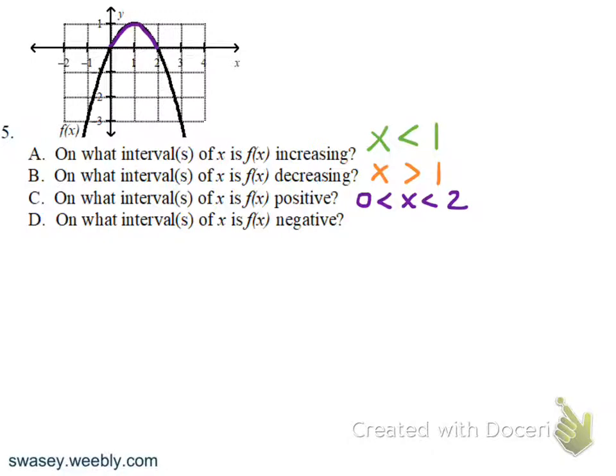F of x negative, that means below the x-axis. Two separate pieces: everything to the left of 0, and the second piece, everything to the right of 2.